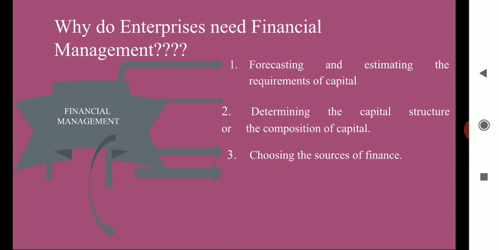Hence, both have to be managed. The very next need is making optimal use of the funds. So optimal means the maximum benefit. After forecasting, after estimating, then determining the capital structure, then after choosing the best proportion of capital structure and the sources of finance, definitely the next task the financial manager does is the optimal use of the funds.